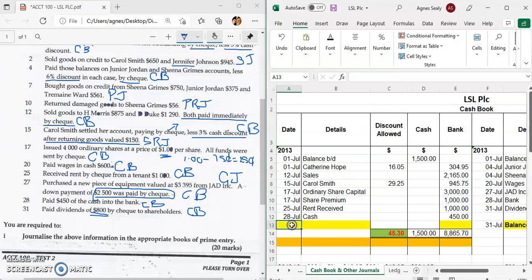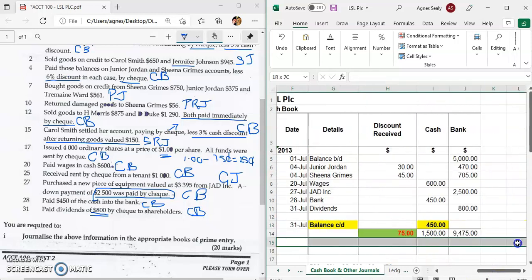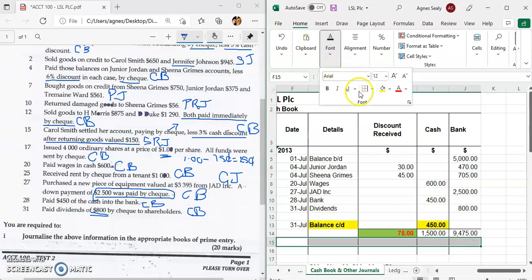So here on the 31st July, balance carried down, bank, $9,475 minus $8,865.70, and we have a balance for our bank of $609.30. Remember, if the balance is carried down on the debit side, it is brought down on the credit side, and if it is carried down on the credit side, it is brought down on the debit side. So we will be back and we will continue to look at these accounts in our next video.